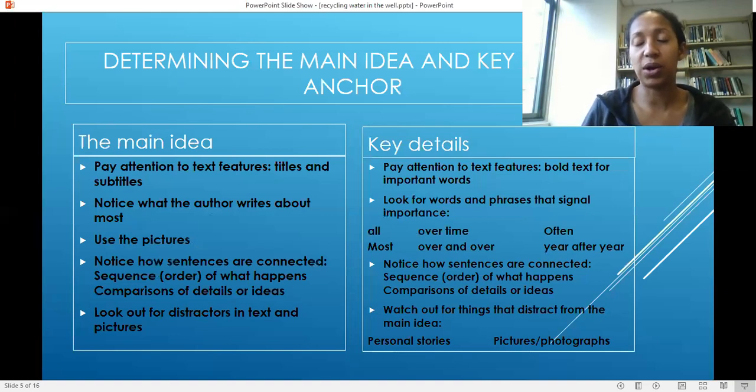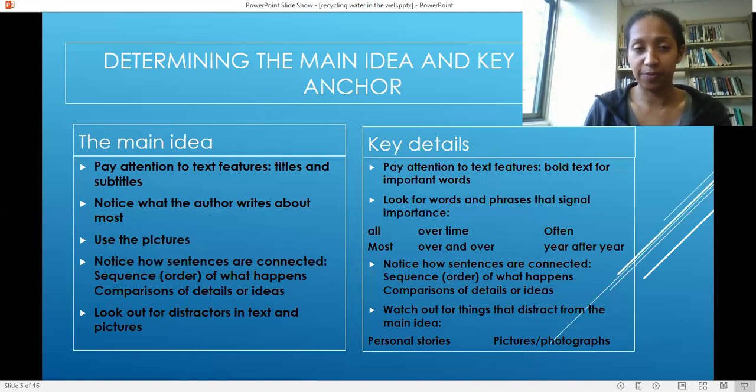our main idea, which are the titles and the subtitles, illustrations, how the sentence starts, like the sequence of the sentences, and what the author writes more about. I will go around the classroom asking the students, why did you choose that main idea? What is the text mostly about? That way the students can figure out what the main idea of recycling water is.